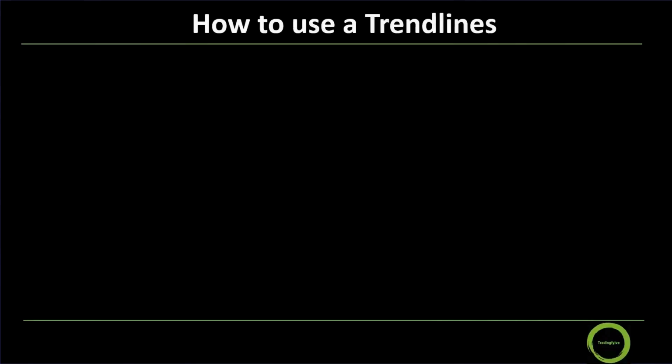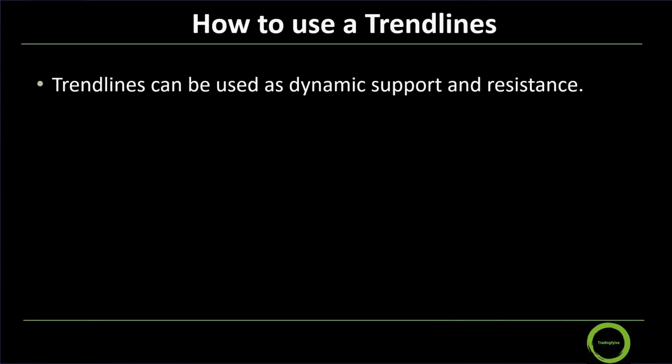Moving forward, let us see how to use a trend line, how to pick up trades in the market using a trend line. Trend lines can be used as dynamic support and resistance. In my previous video on support and resistance, we studied that support is a price level or zone from where the stock shows a bullish move, and resistance is a price zone from where the stock shows a bearish move.